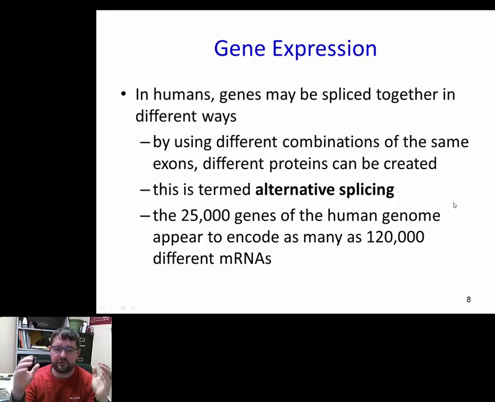Just because the gene itself might code for one exon sequence, it doesn't mean that alternative splicing can't change that exon sequence and give you a variation of that protein. Okay? And we're just beginning to understand this. Okay? So we have a lot of work to do on the gene expression front of eukaryotes because of this alternative splicing.